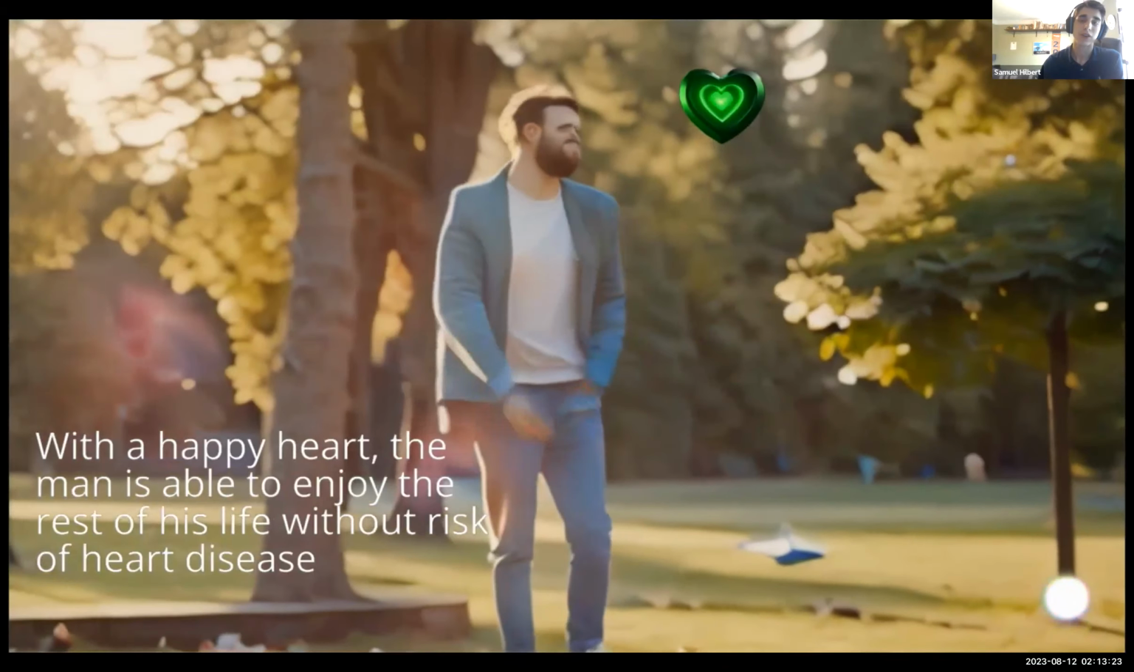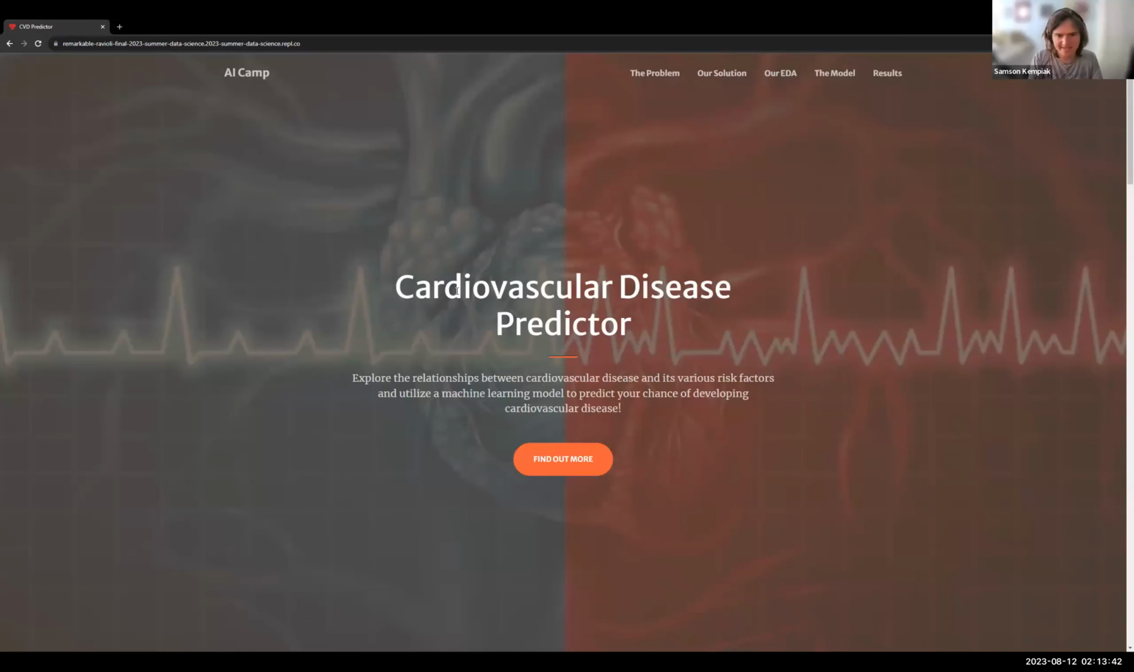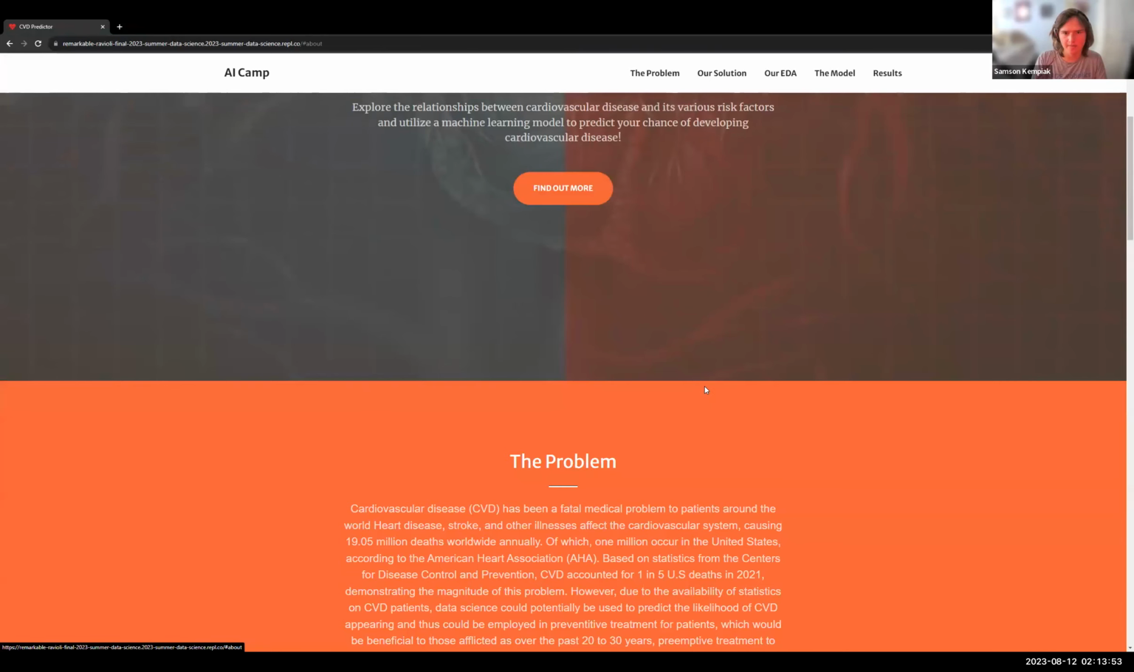All right, so that was our trailer. And then I'm going to pass it off to Samson to share our website and everything that my team has been working on this past week. This is our website. It's about cardiovascular disease. We have a landing page, which we designed to make simplistic in order to help with the user experience. So the first person to present will be Aarav with our problem.